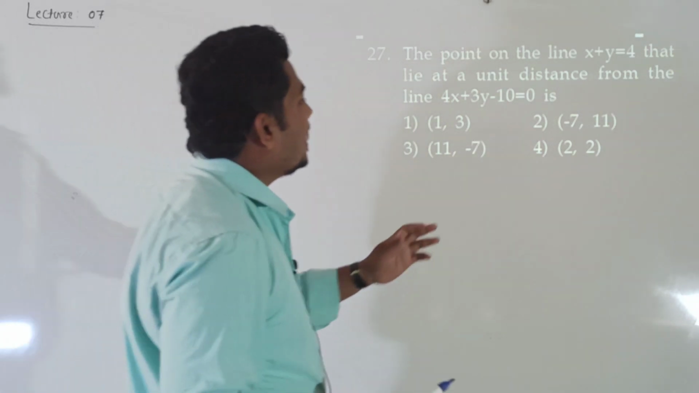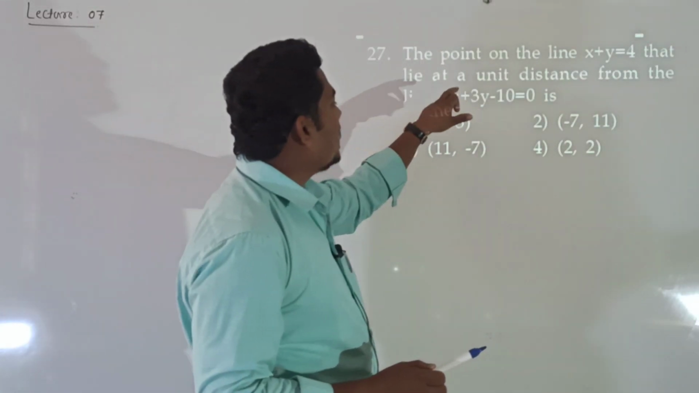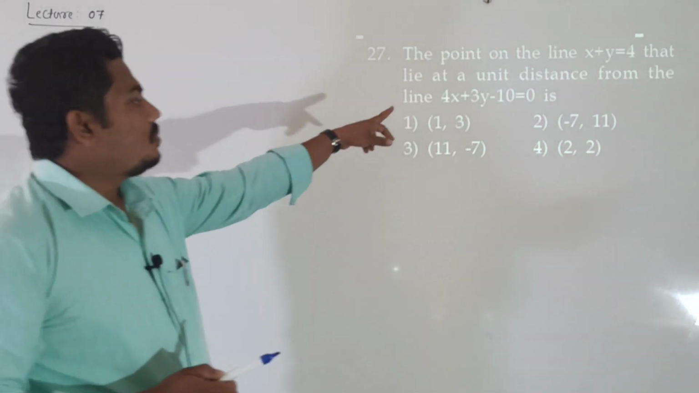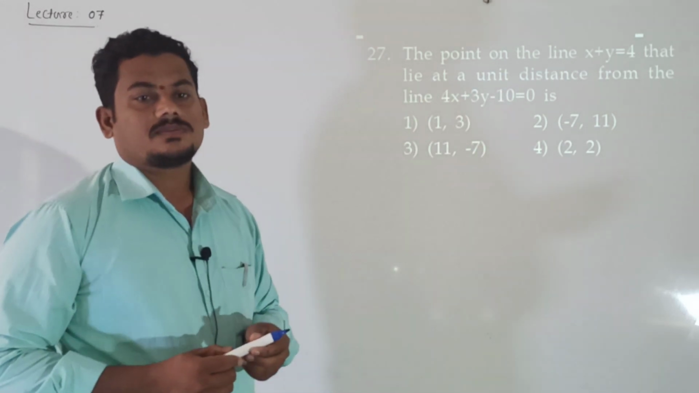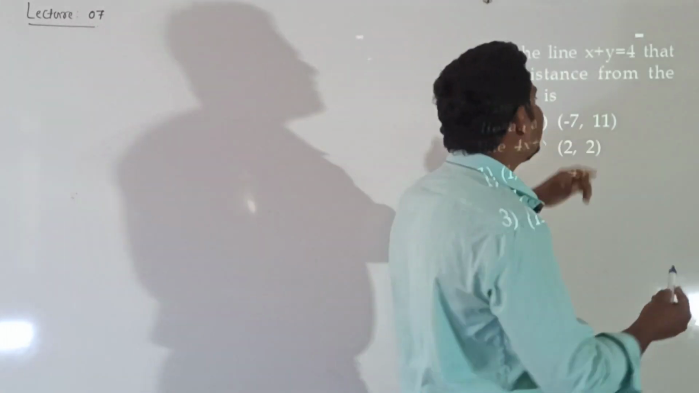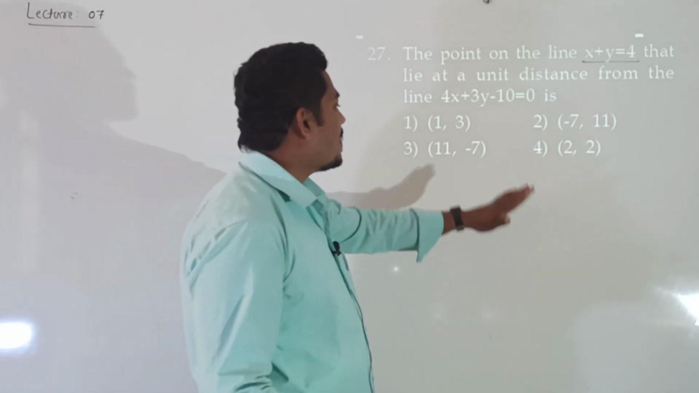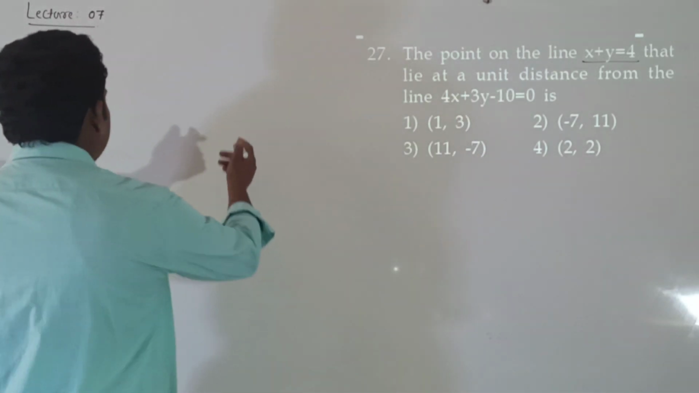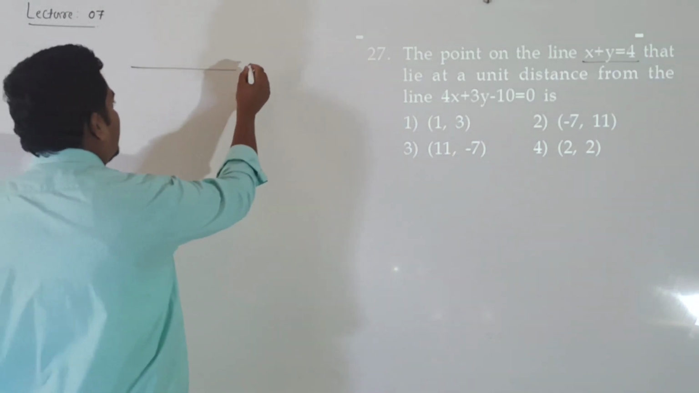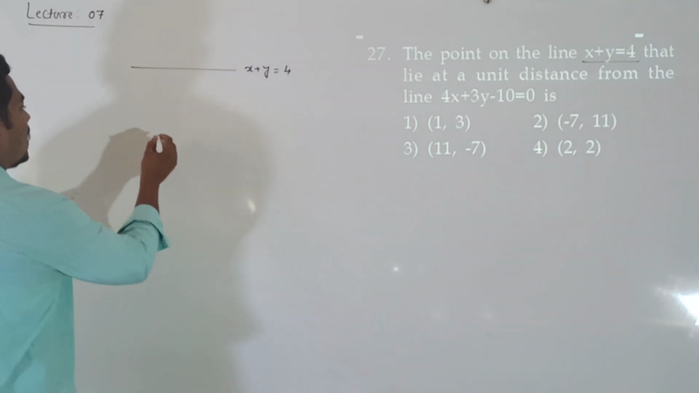Find the point on the line x plus y equal to 4 that lies at a unit distance from the line 4x plus 3y minus 10 equal to 0. We need one point. That point lies on this line and at a unit distance from this line. Means there are two lines. This is one line, its equation is x plus y is equal to 4, and one more line is there.